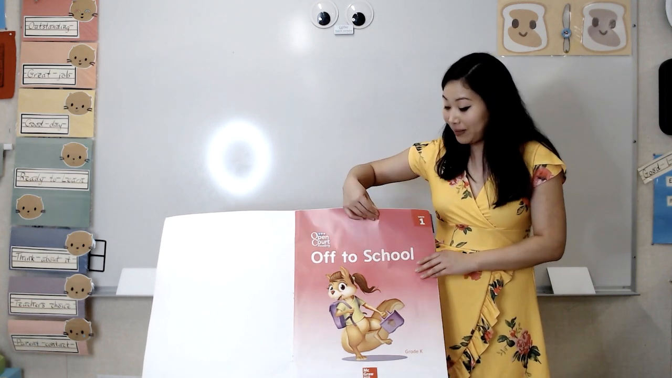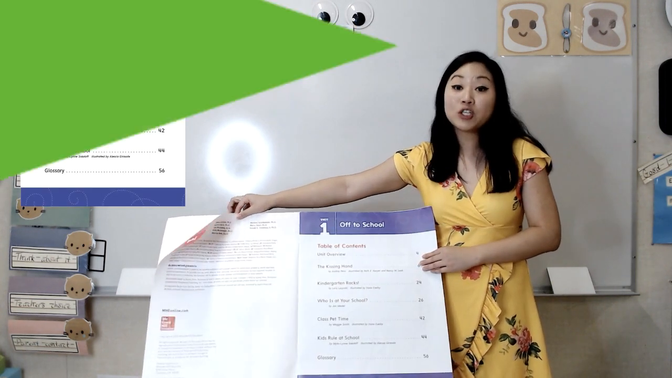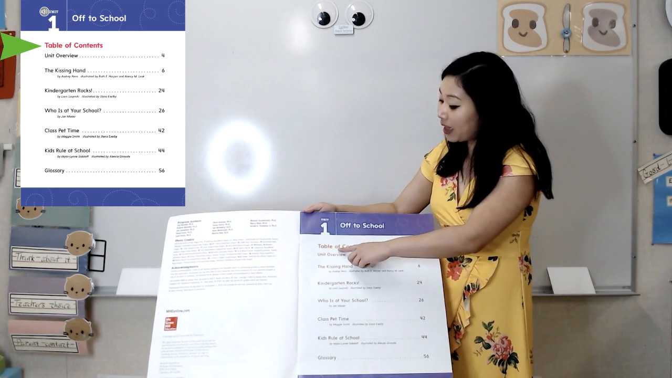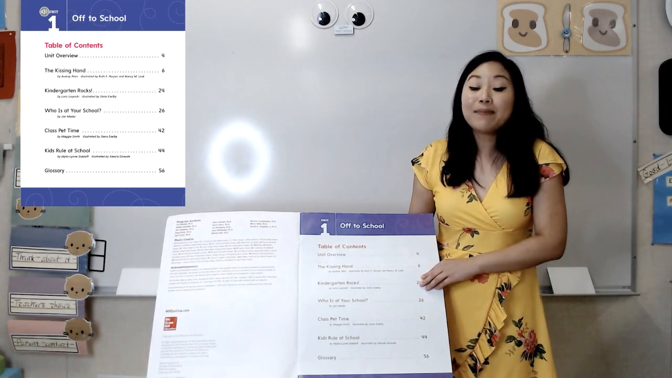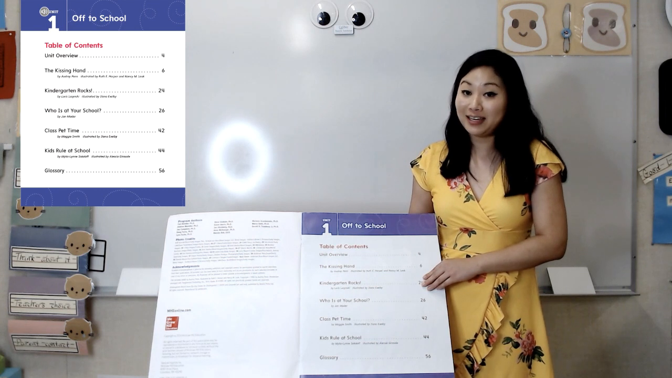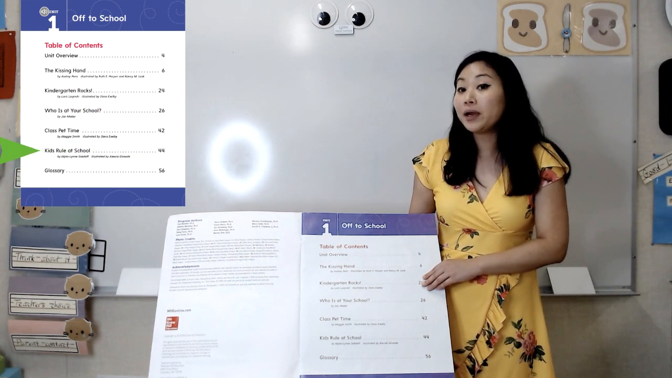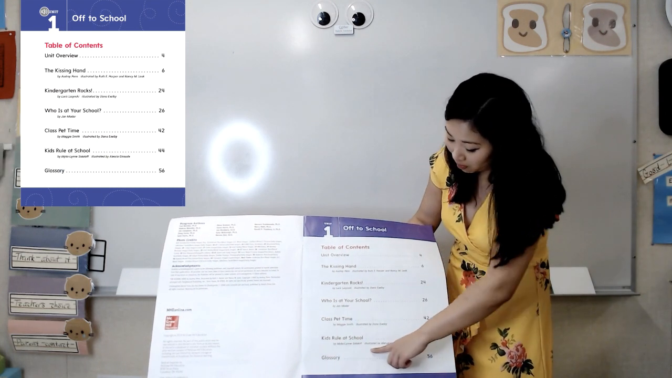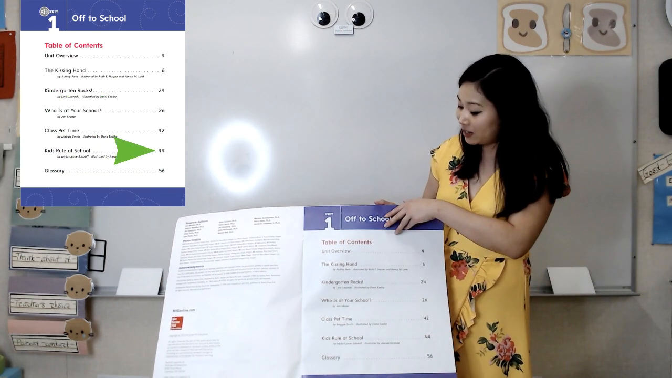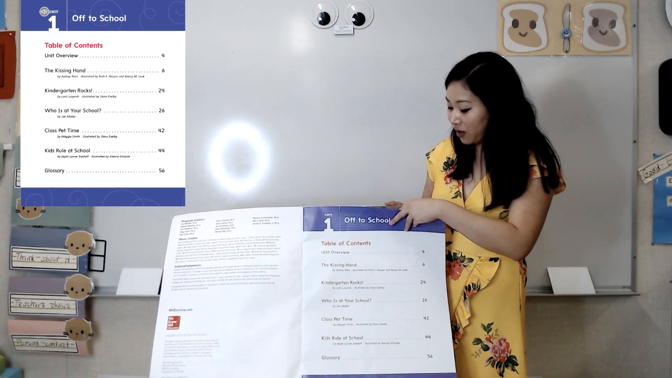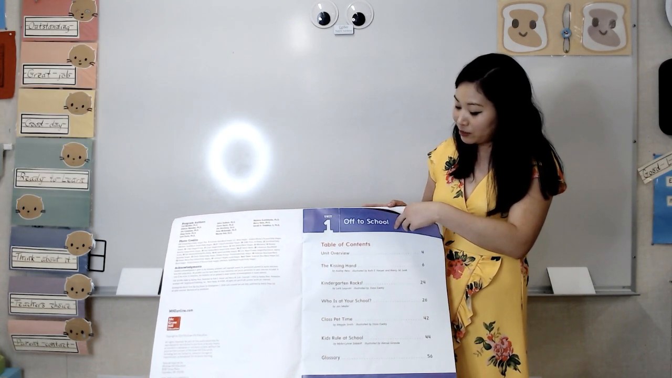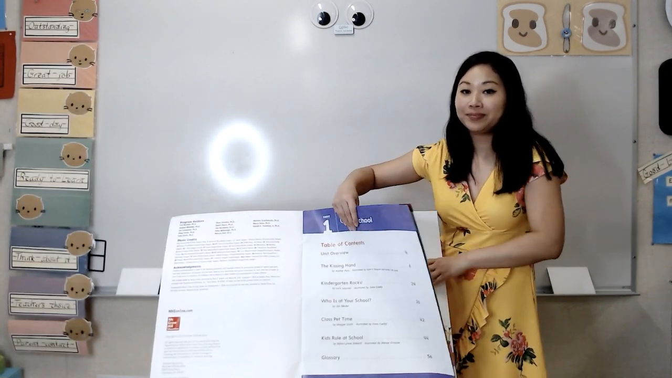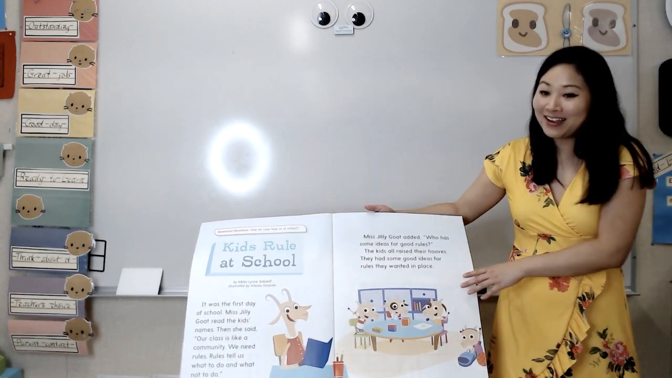And when I turn the page again, I see a special place called the Table of Contents. The Table of Contents tells you where to find things. Remember, our story is called Kids Rule at School. And when I move my finger across the page, I see it's going to be on page 44. So I'm going to go ahead and turn to page 44. And there it is, friends.